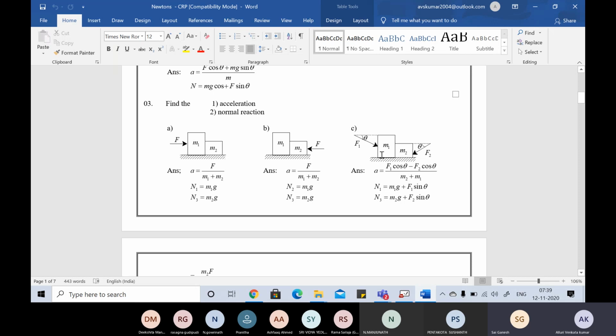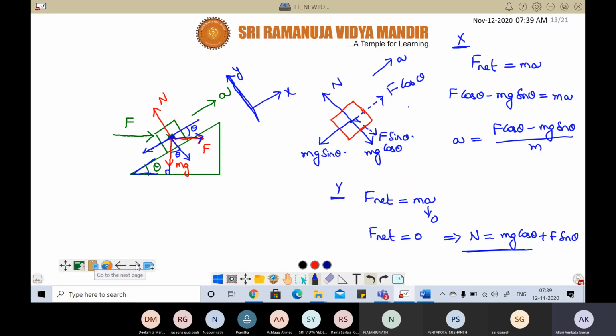Sir, can you calculate once the normal force between M1 and M2, for the C part only? Yes, sir. Okay, C part. Now, how to find out the normal reaction between the two blocks? That is also very important. In fact, our next topic is external forces and internal forces. In that, we are going to find the normal reaction between blocks when there are more blocks. Here, of course, we have only two blocks.